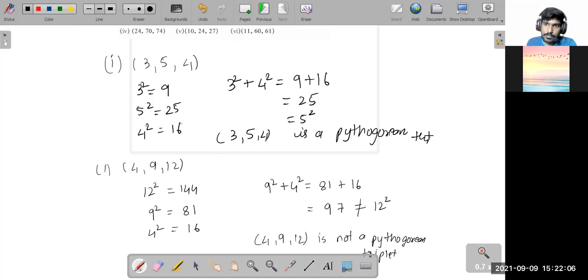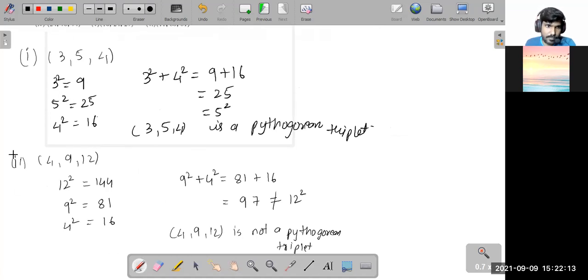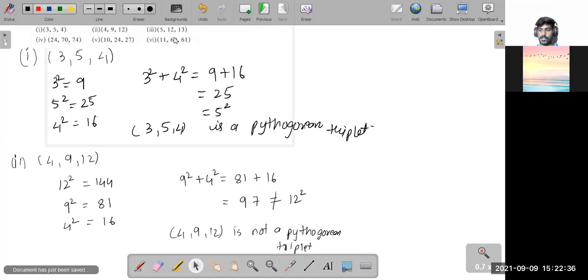Yes. Write it down. Should I write it there only, or in the notebook? Write in the notebook. Okay. If such a sum comes, it may be for half a mark. For fill in the blanks, they do come.